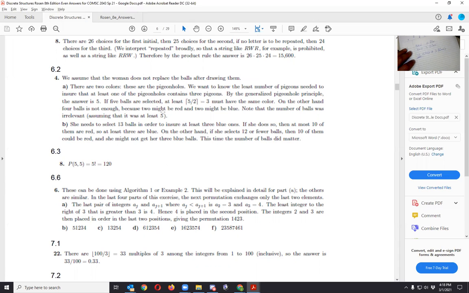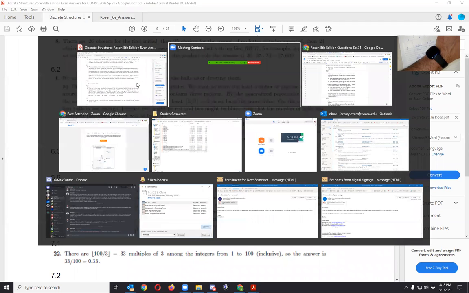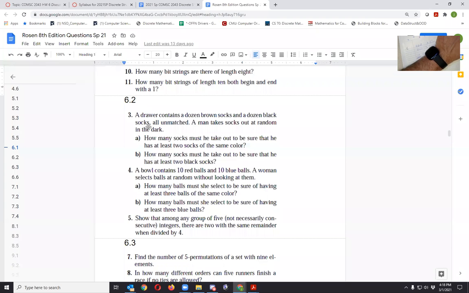Okay, now let's go back and visit 6.2 problem 3 again. It says, how many socks must you take out to be sure that you have at least 2 black socks? Okay, so we need 2 black, and then have 12 brown and 12 black. I'll stop my screen.